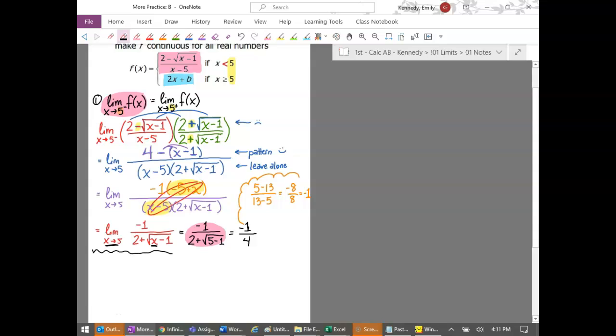So I'm going to do a little scribbly there, because we just did all the work approaching from the left, but we also need to do the work approaching from the right. Fortunately, that's much easier because we're working with a much simpler function when x is bigger than 5. So the limit as x approaches 5 from the right of this function is going to use the blue rule, 2x plus b. Okay, because now x is a tiny bit bigger than 5.